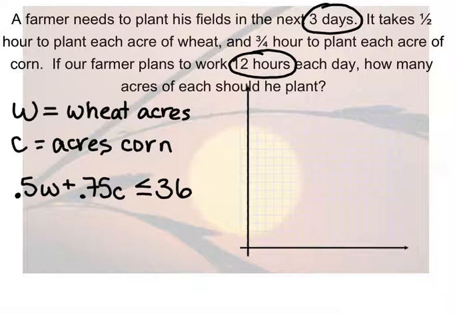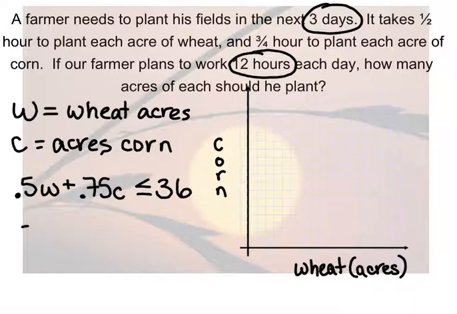Okay, so now I'm going to label. If you look, I listed wheat first, so I'm going to put wheat on the x-axis. Wheat in acres. Off the side, I'm going to do corn. And of course, that is as well in acres.